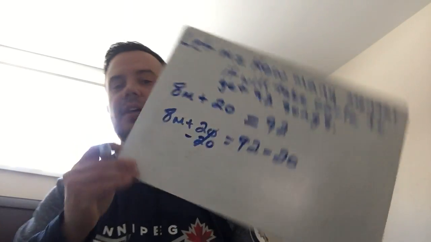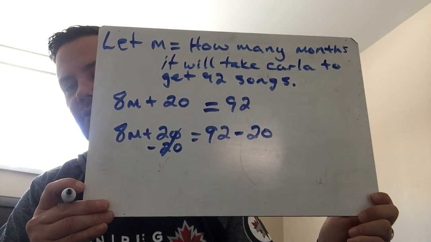Get rid of the one not attached first, and in this case that's the plus 20. We've got to subtract 20 to get rid of it. Do the same on the other side of the equal sign. You end up with 8m equals 92 minus 20. 92 minus 20 is 72. So 8m equals 72.